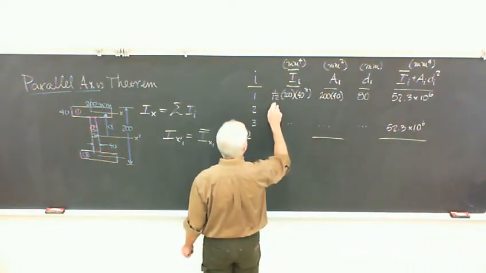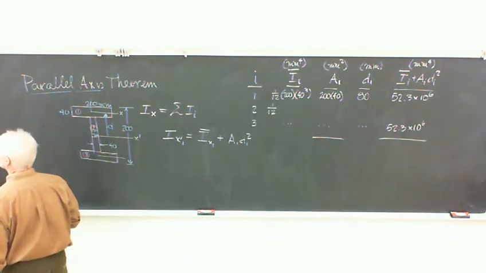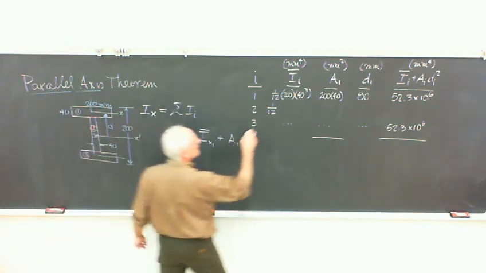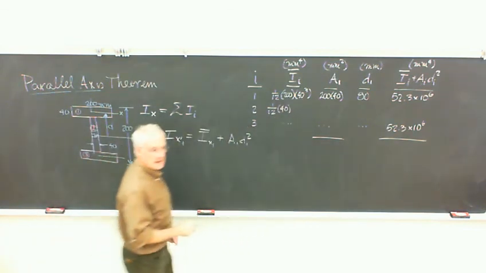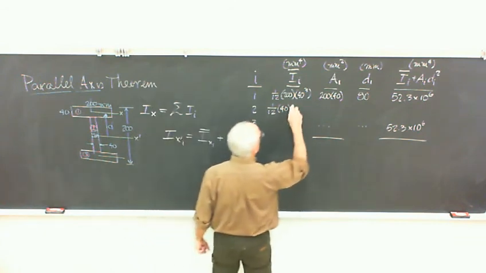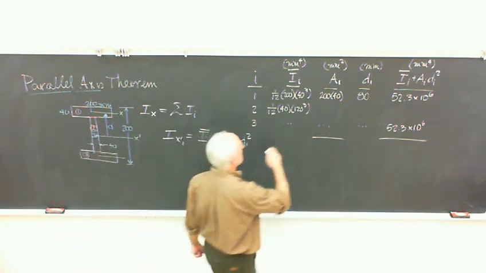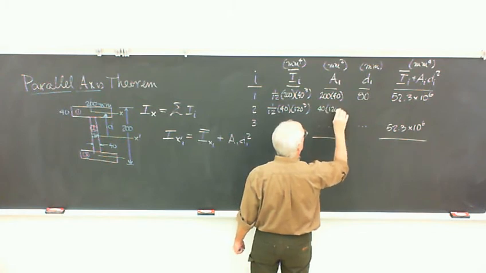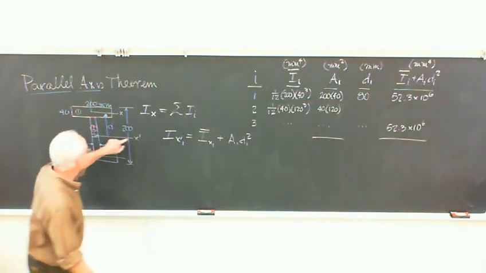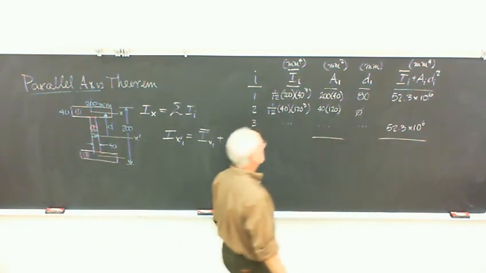Okay, the moment of inertia for this piece is, again, 1/12. We actually want the moment of inertia through its own centroid. B for it is 40, and H for piece number 2 is 120, so it's 120 cubed. Its area, the 40 by 120. What's D? Zero. The axis of interest is through the centroid of that piece anyway, so that's zero.